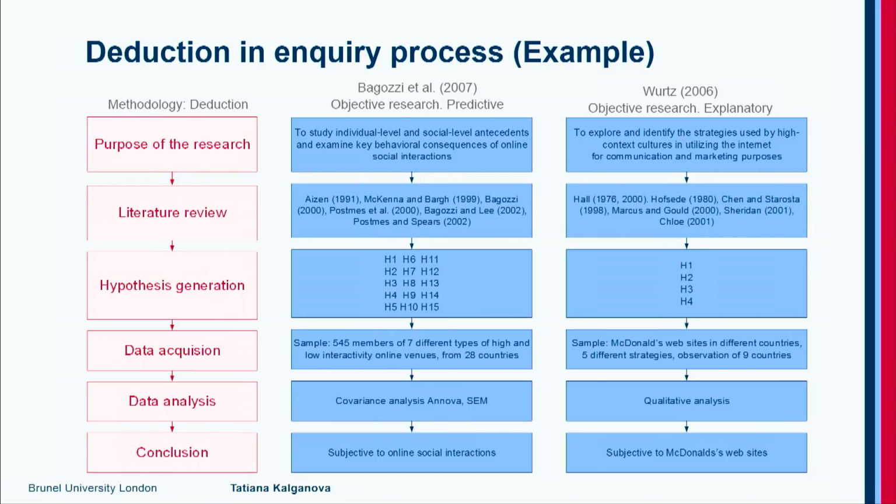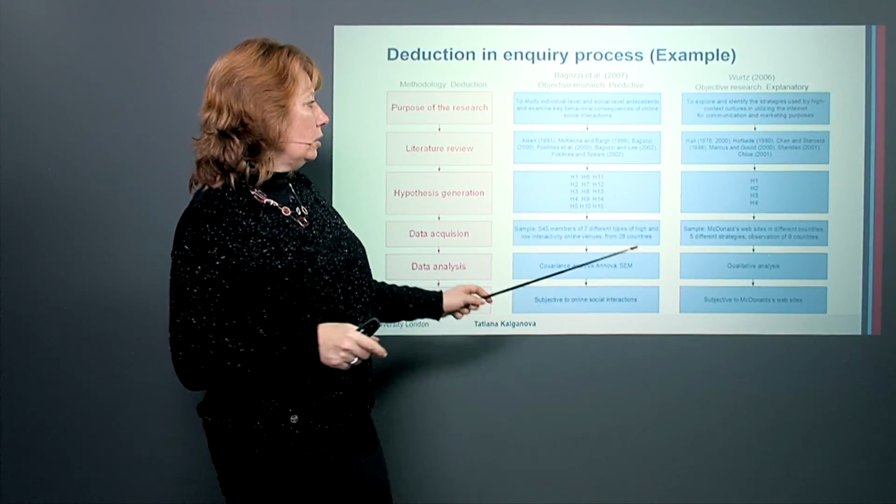The aim of the paper was to explore and identify the strategies used by high context cultures in utilizing the internet for communication and marketing purposes. Looking at the literature review, we have exactly the same problem. The paper was published in 2006, but the years which have been used for literature review are not very adequate, and it is worth double checking whether all literature review has been used to discuss this point. First of all, we have a gap between 2006 and 2001. We have again a 5-year gap which has not been covered in the literature review.